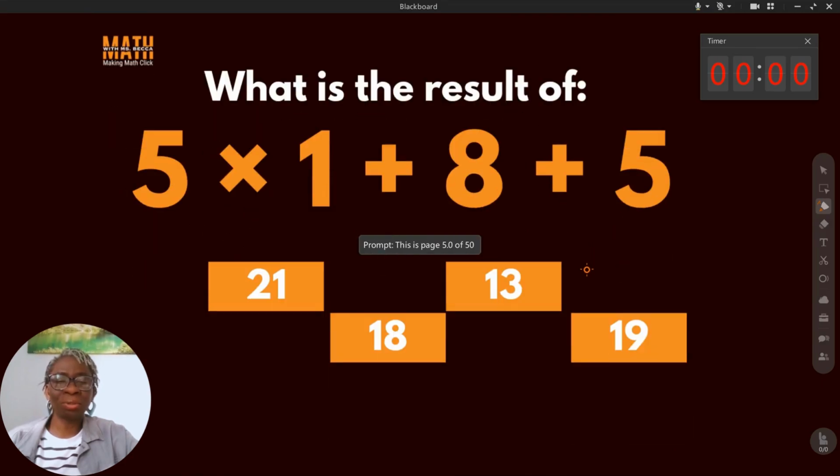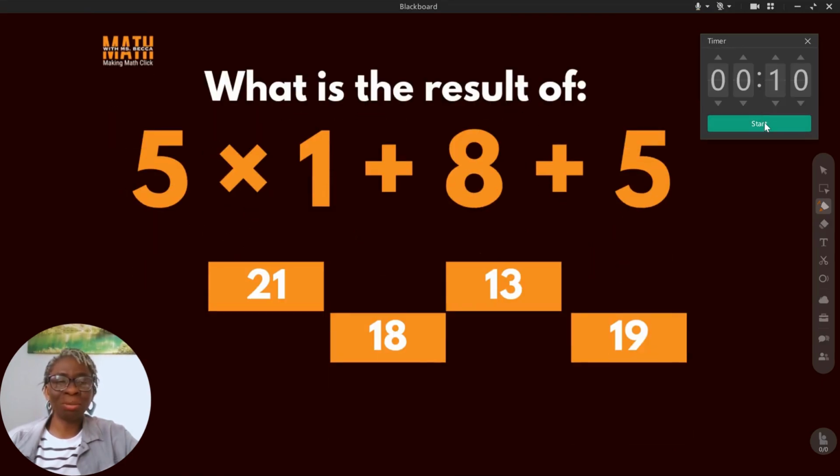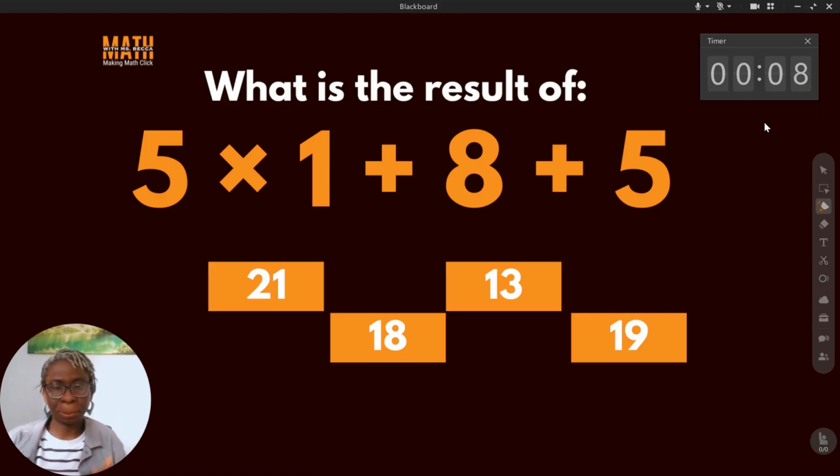This is the fourth question, and your time starts now. 1, time up, and this is the correct answer.